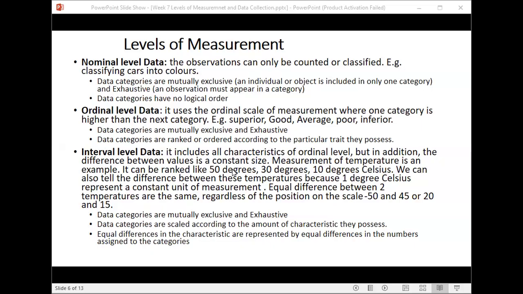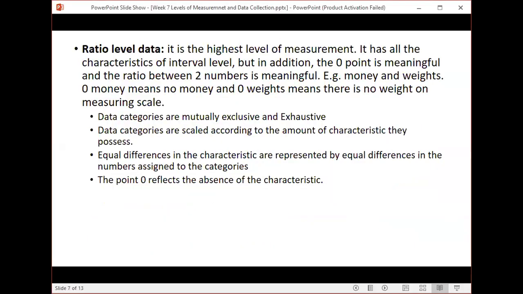Okay, so that is the interval level data, which is the third level of measurement, and it's superior to ordinal and then the nominal level data. Then we have the final or the highest level of measurement, which is called the ratio level data. The ratio level data has all the characteristics of the interval level data, which comprises the first, the second, and the third levels. It has all of that. But it has one other extra characteristic that makes it superior to the rest, right? It says that the 0 point is meaningful and the ratio between two numbers is also meaningful.